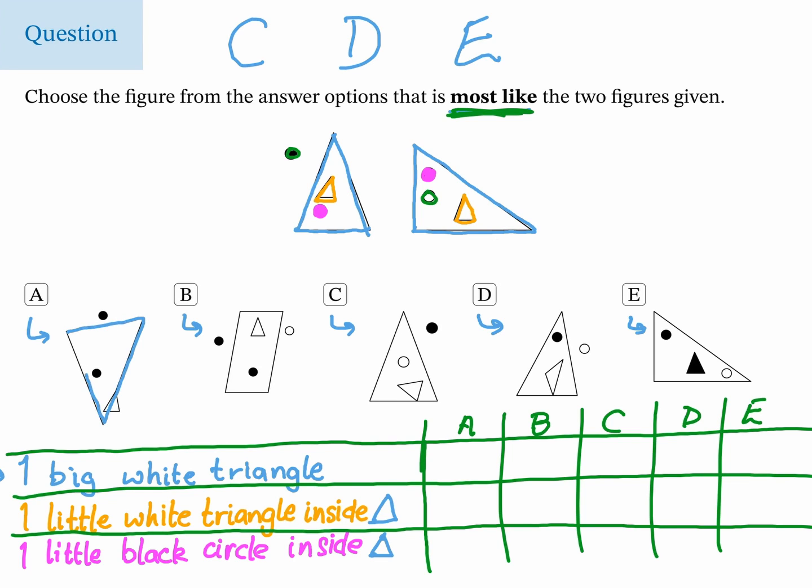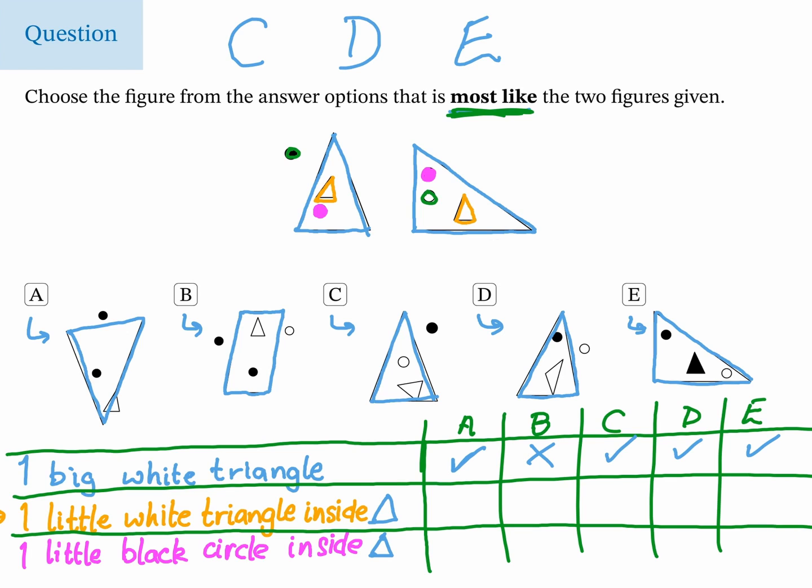Answer option A indeed does have a big white triangle. So I'm going to say tick. It has a big white triangle. Answer option B doesn't. It has a four-sided shape. Triangles are three-sided shapes. So the big white shape in answer option B isn't what we're looking for. So it doesn't have a big white triangle. Answer option C, once again, does have a big white triangle. Tick. Same with answer option D. Tick. And answer option E. Tick once again.